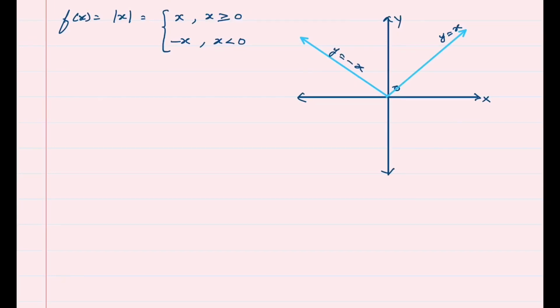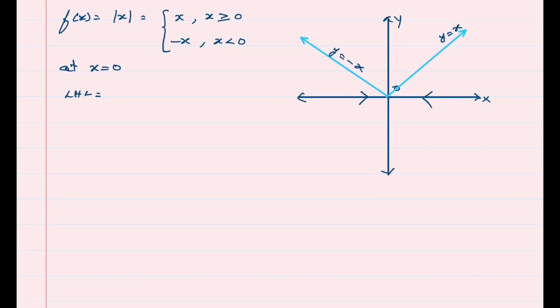As we approach 0 from the right hand side or from the left hand side, f of x tends to the same value 0. So there is no jump or there is no hole in the graph. So it is a continuous function. We will first check the continuity at x is equal to 0.